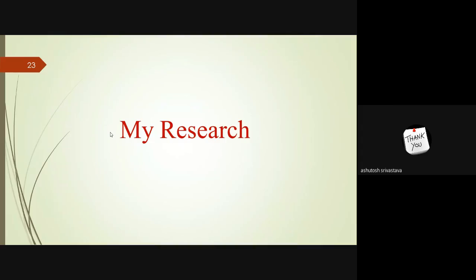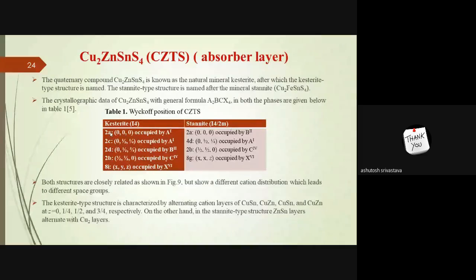So my research area is basically based on this thin film technology, and as I have told earlier, CZTS, that is copper zinc tin sulfide, is an absorber material which is used as an absorber layer in a solar cell based on thin film technology. And the efficiency so far is just 12.6%.